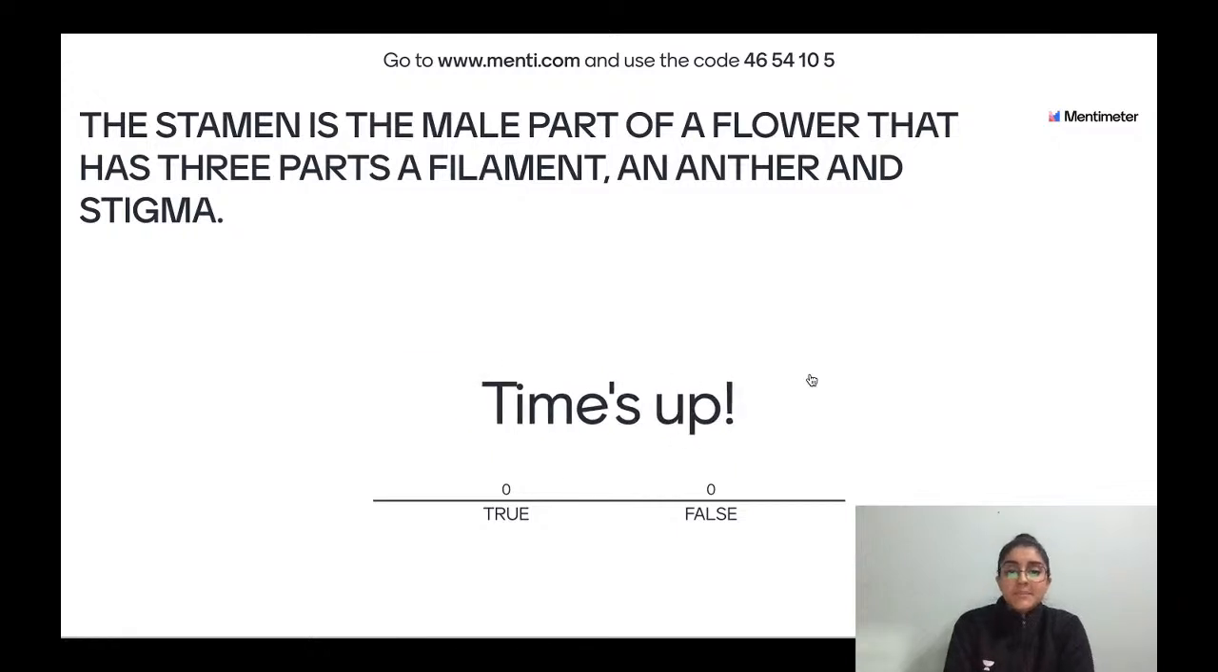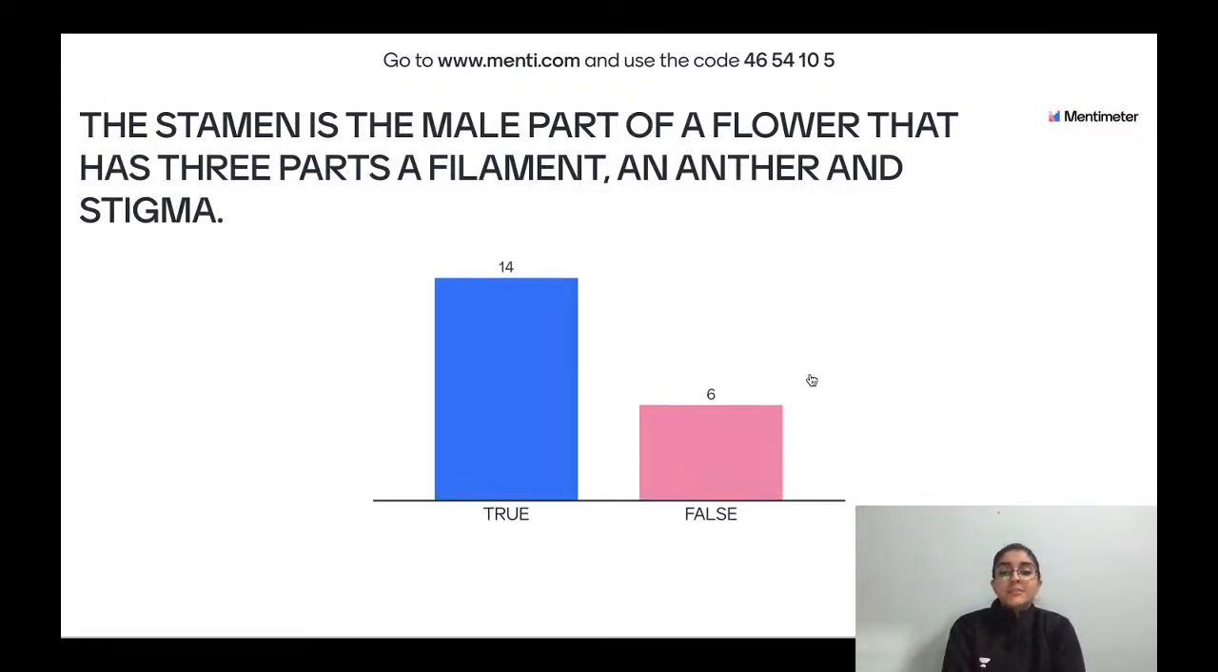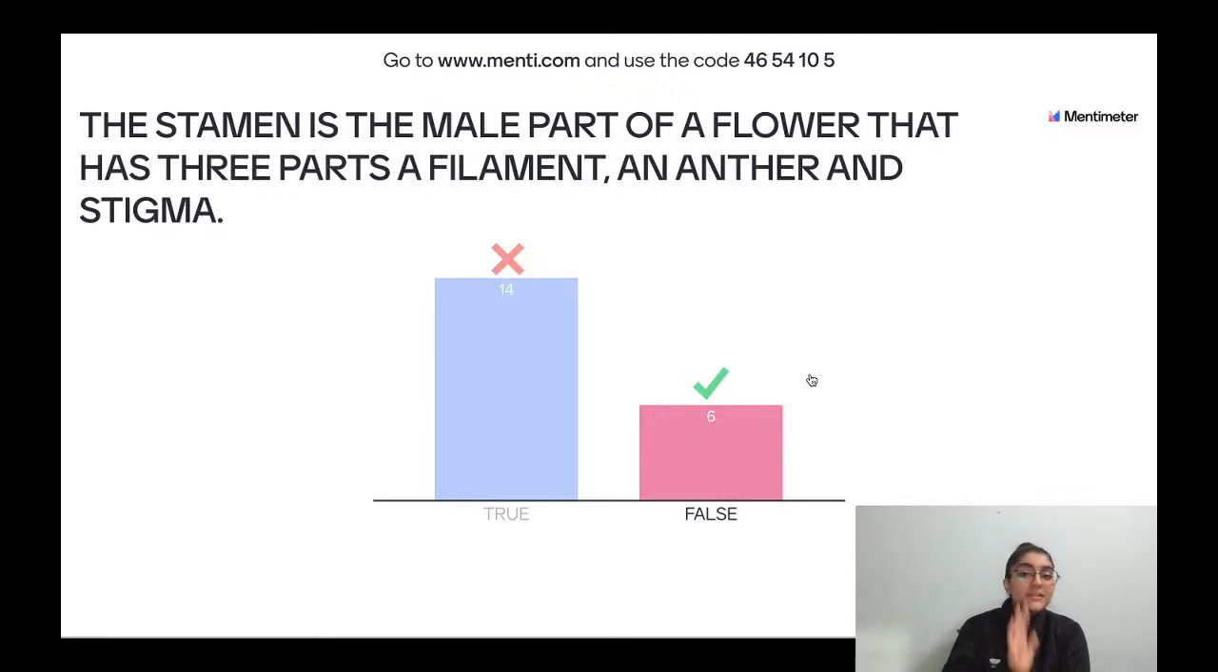And time's up. So the correct answer is false, false, false. A stamen is the male part of the flower that has only two parts, that is a filament and an anther. Nothing more than that. It does not have stigma. Stigma is the part of the female sex organ, okay? So a male part only has filament and an anther.